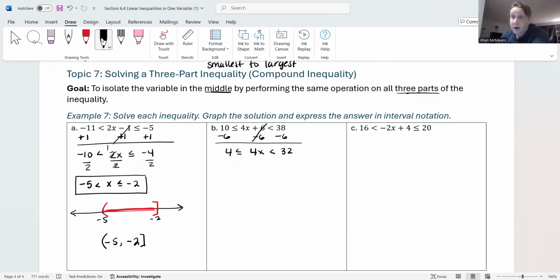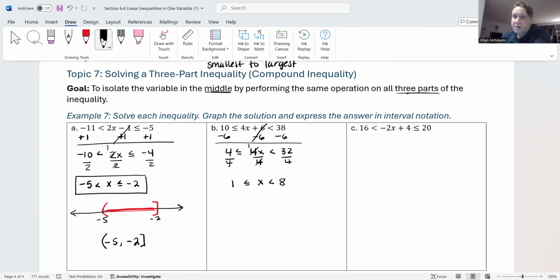We want to isolate the x itself. So we need to undo the multiplication of 4 and x. So we divide all three parts, and then we simplify. 4 divided by 4 is 1. 4x divided by 4 is just 1x because 4 divided by itself is 1. 1 times x is x. And then 32 divided by 4 is 8.